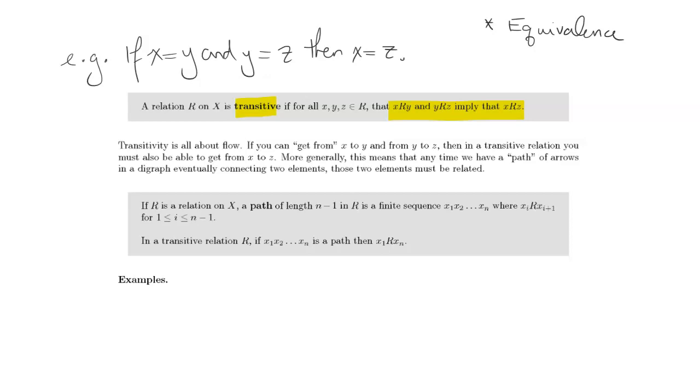Transitivity is all about flow. The idea is that if I can get from X to Y and from Y to Z, I have to also be able to directly make the trip from X to Z. And if I can't do that, then I don't have a transitive relation.